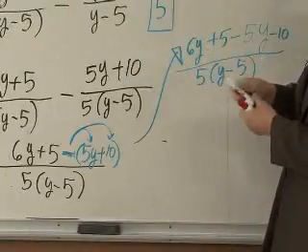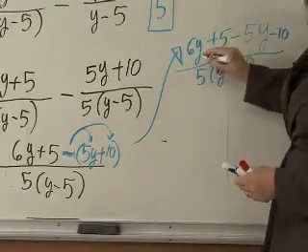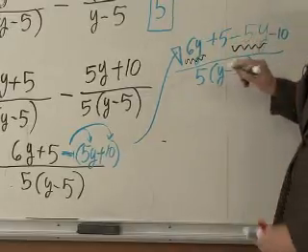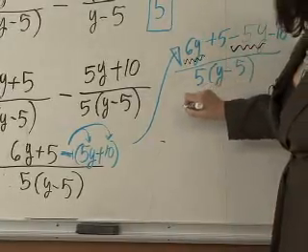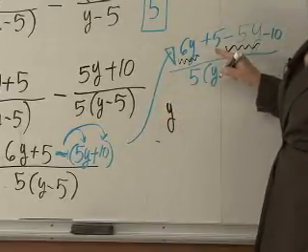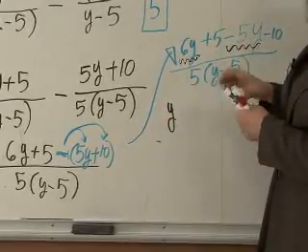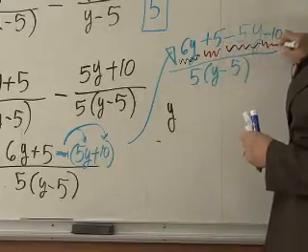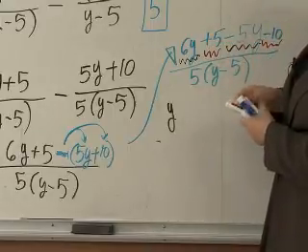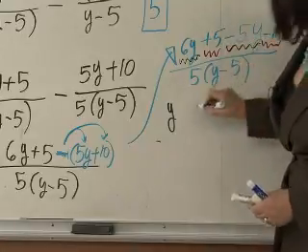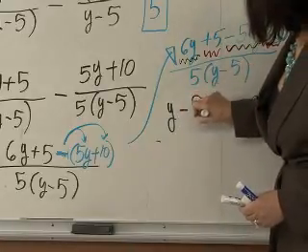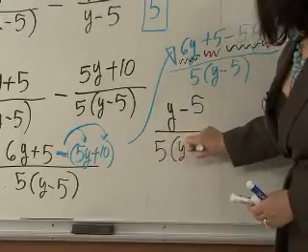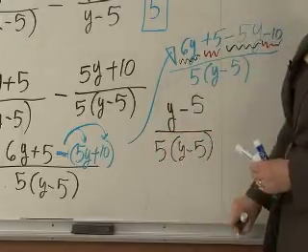Notice that 6y and negative 5y are like terms. 6y minus 5y is y. And then positive 5 and negative 10 are alike, so I combine like terms. And so that will give me negative 5 on top over 5 times y minus 5.